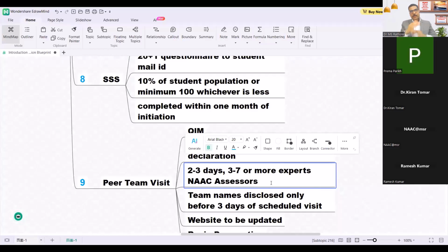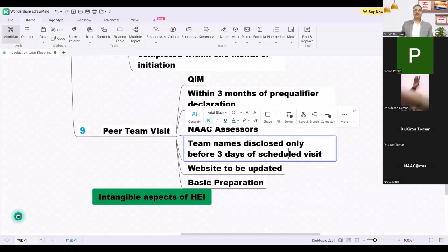Depending upon your streams, the selection of the assessors is automatic, system generated, as NAAC has a collegium of assessors. These NAAC peer team members are known as NAAC assessors. And these assessors visit the institution as the peer team. You would have the names of the peer team 3 days before the scheduled visit. Before that you would not be able to know, because this process is transparent.